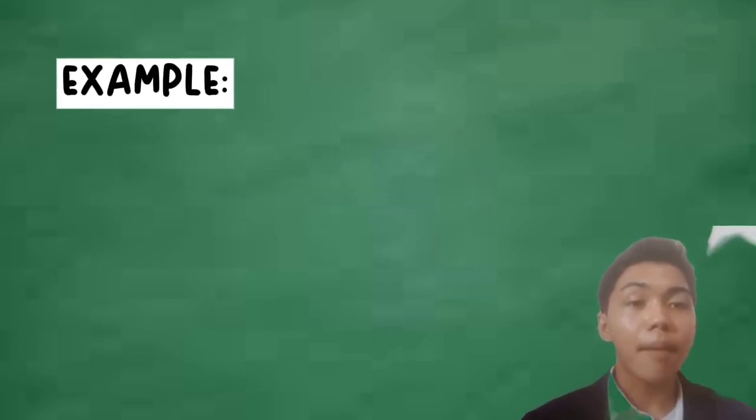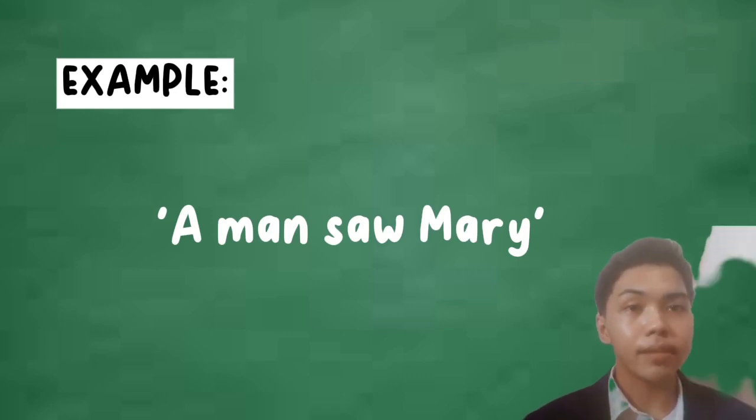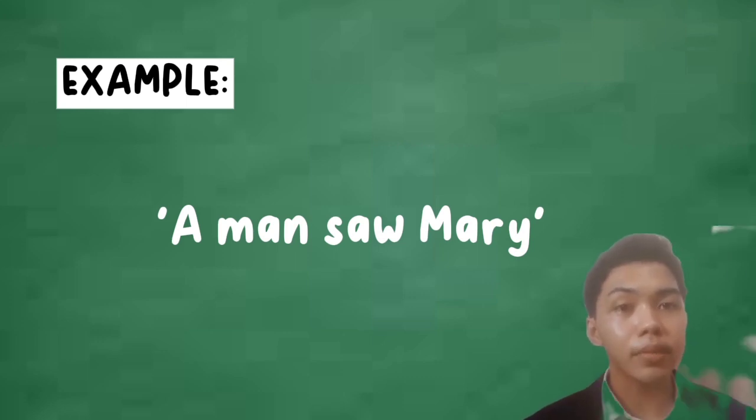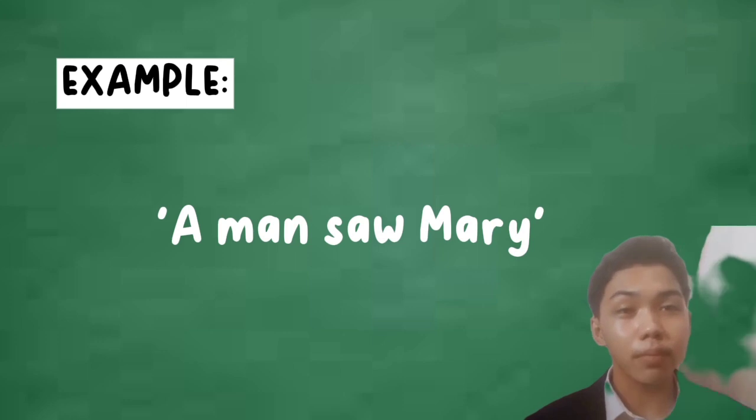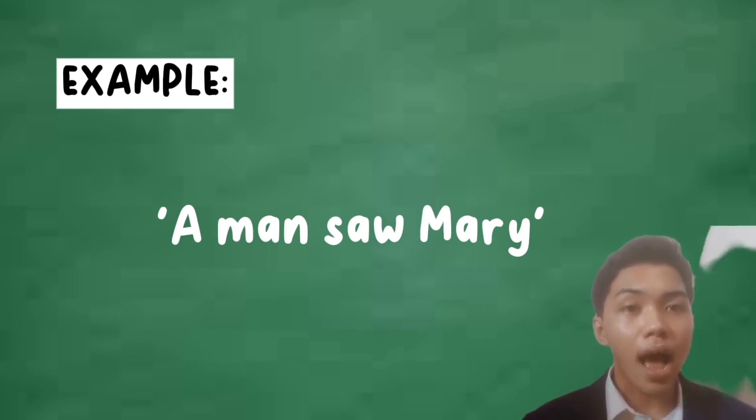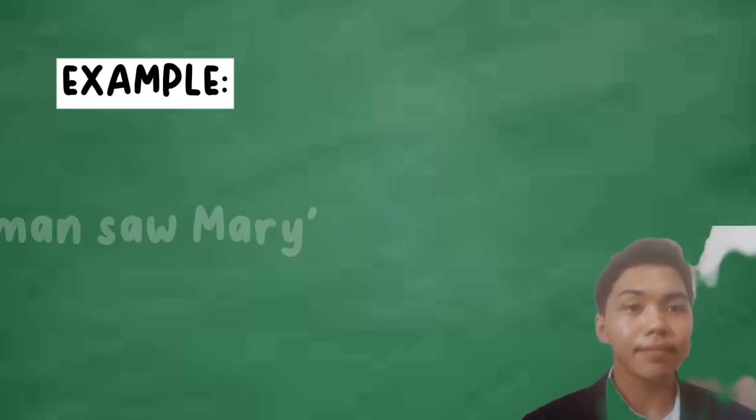Let's take "A man saw Mary." According to the compositionality principle, the truth condition of this sentence is determined only by the meanings of its parts, namely, "a man," "saw," and "Mary," and how these expressions are arranged.